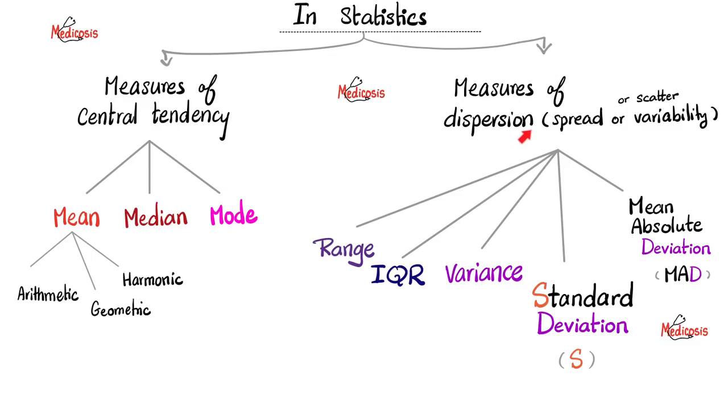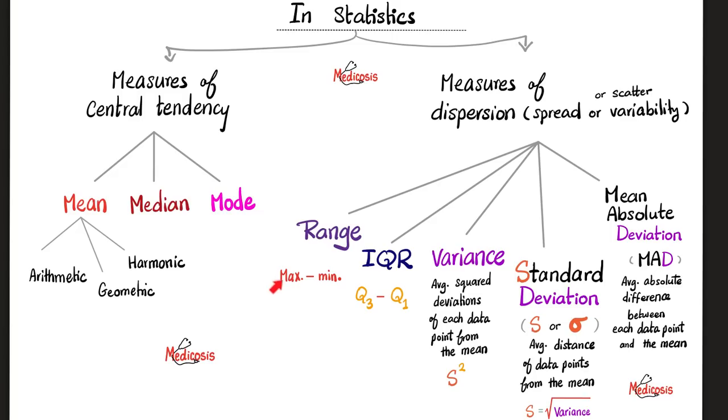As for the measures of dispersion, we have the range, the interquartile range, the variance, the standard deviation, which is the square root of the variance, and something called the mean absolute deviation, or MAD, which drives most students absolutely nuts. What is the range? It's the maximum value minus the minimum value. How about the interquartile range? It's the third quartile minus the first quartile. To learn about quartiles, I have a separate video in this playlist that is titled Quartiles.